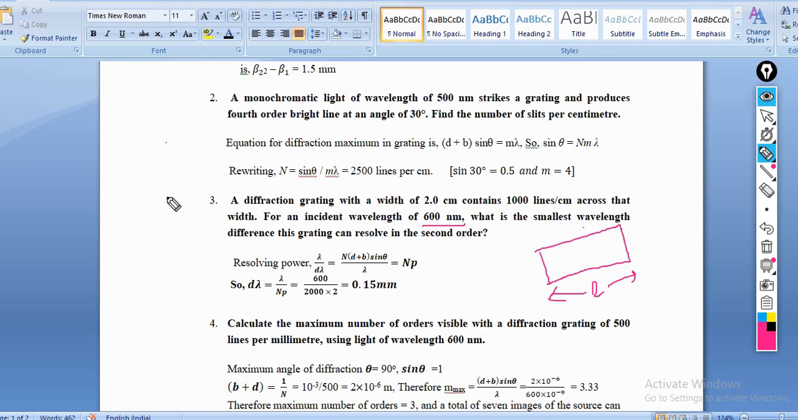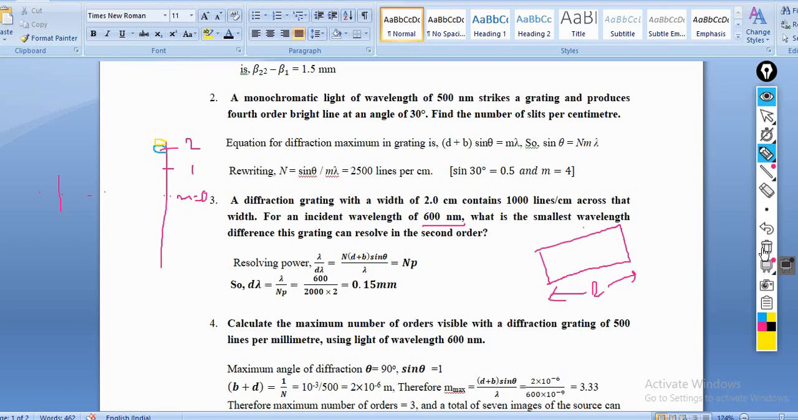When the diffraction grating is kept in front of the light source, the light falls on it and is divided into diffraction patterns of different orders. So this will be m equal to 0, the central one, then m equal to 1, m equal to 2. You need to think about order 2, where you have two different wavelengths, one here and another there. Now we need to resolve them, we need to separate them.